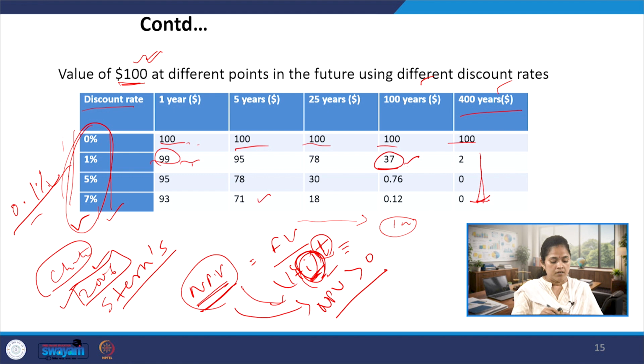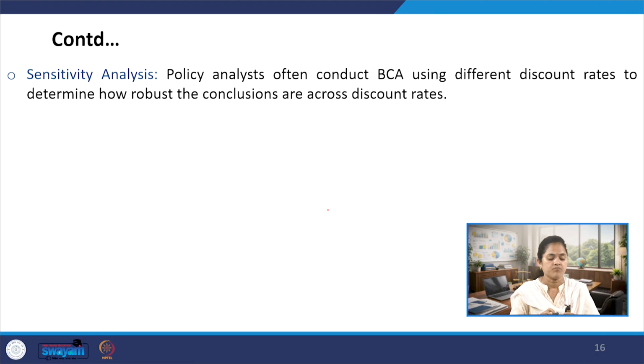So in that context, we need to understand what discount rate is used in the benefit cost analysis, and after that we need to understand what sensitivity analysis is. It is an extended form of benefit cost analysis, and while doing a benefit cost analysis, it is very essential to do sensitivity analysis. So what is sensitivity analysis?